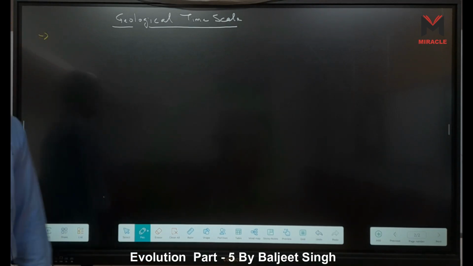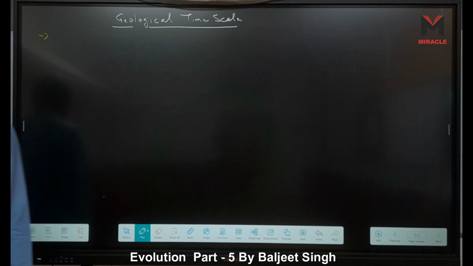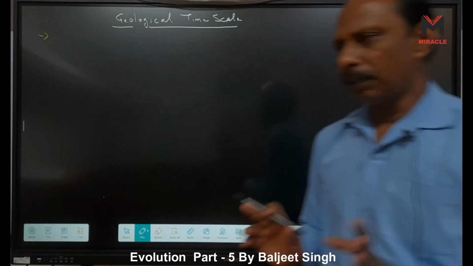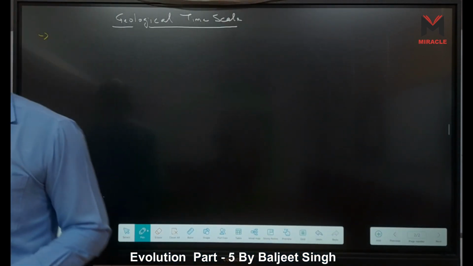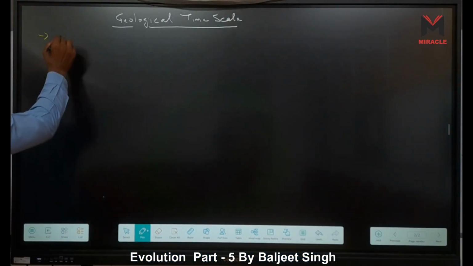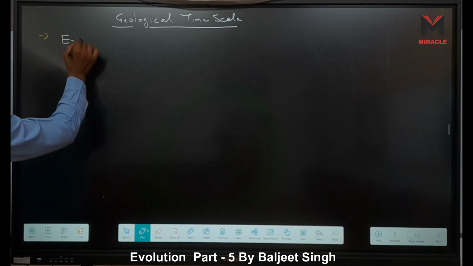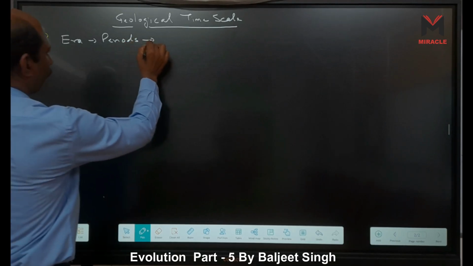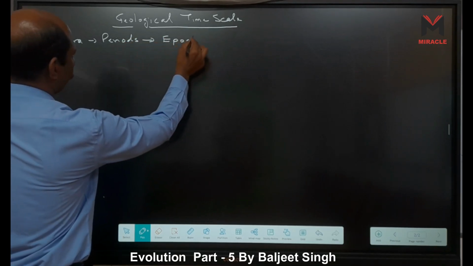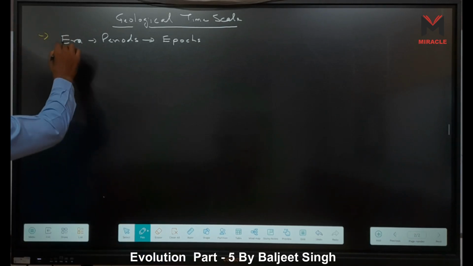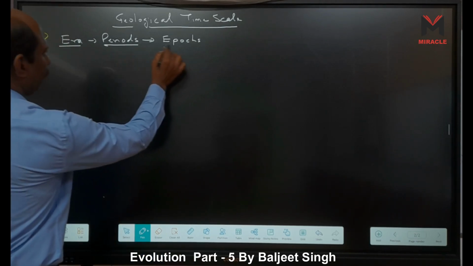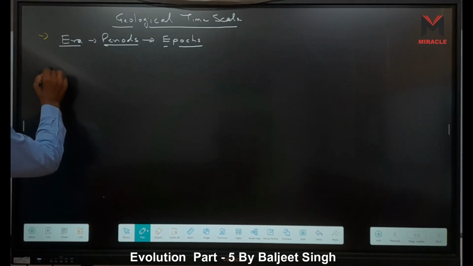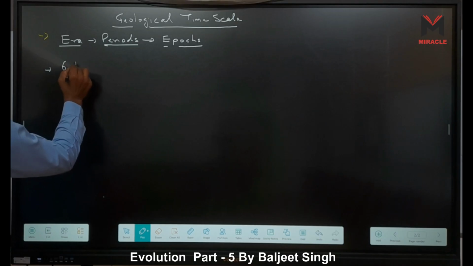So when we consider the geological time scale, geological means our Earth's time scale, that is 4.5 billion years. It is further divided into how many eras? 6 eras. The largest one is era. Era is further divided into periods, and periods are further divided into epochs. So this one is the largest, eras, then periods, and then epochs. This one is smaller. Now here, how many eras are there? We have 6 eras.